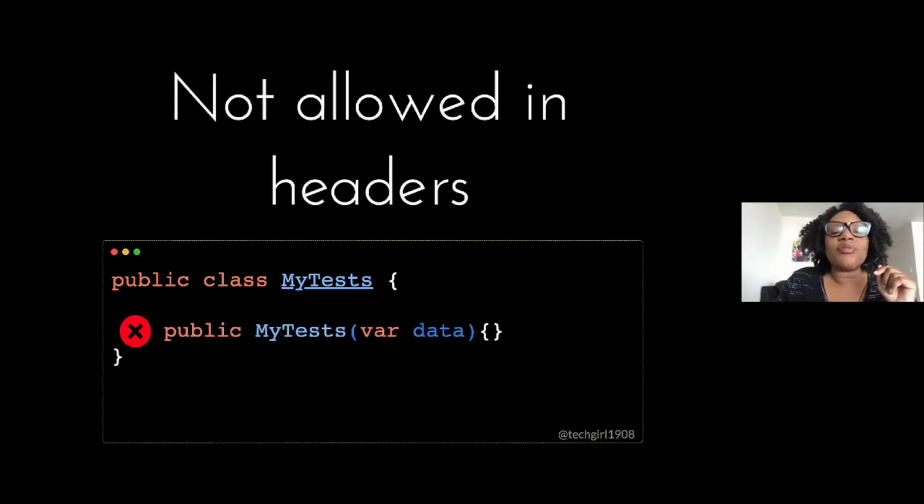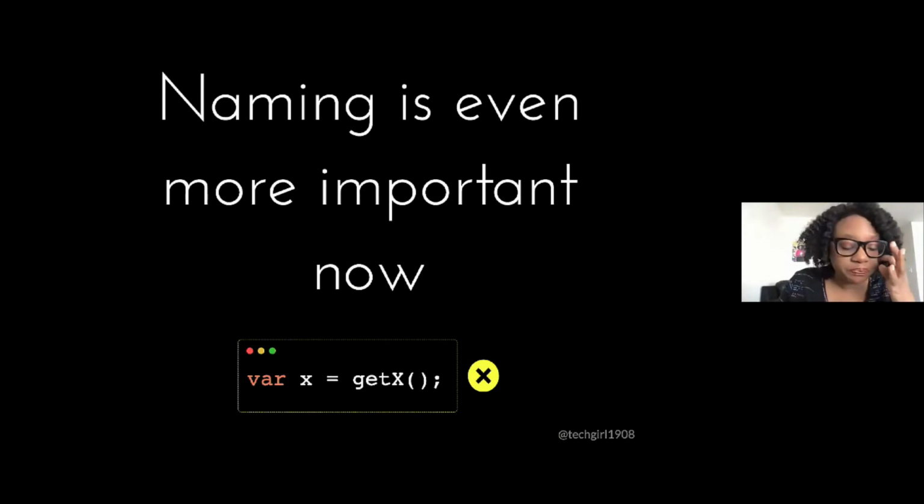Now, while the local variable type inference can be used inside the body of local constructs, it can't be used inside of headers of methods or constructors. This is because if we really think about this, whoever's calling your method or your constructor needs to know the data type of the arguments that they need to send, right? Okay, so those are the rules. Now let's get into some guidelines.